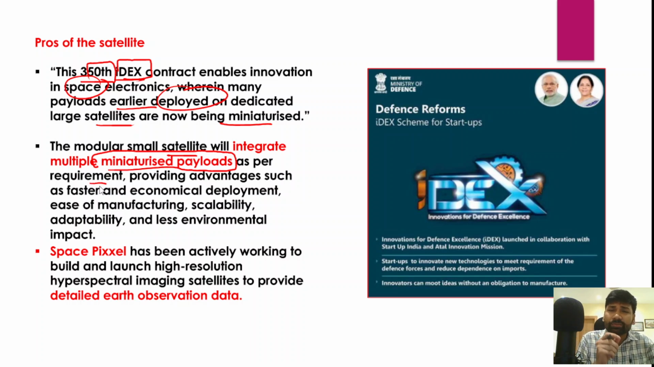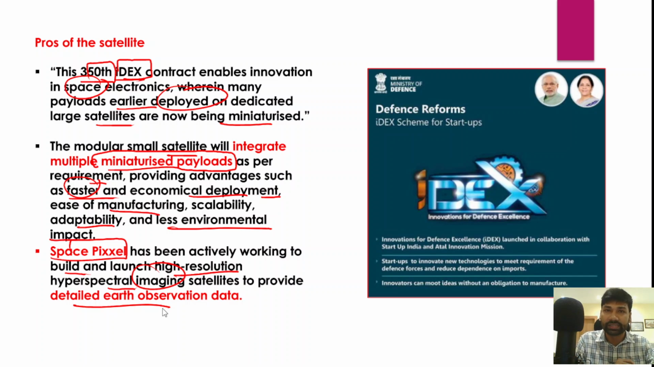When we have multiple miniaturized payloads in one single satellite, it provides advantages like faster and economical deployment. Manufacturing of such payloads or satellites is very easy and faster, and the cost is economical. It results in ease of manufacturing, scalability, adaptability, and also less environmental impact. Apart from that, Space Pixel has been actively working to build and launch high resolution hyperspectral imaging satellites to provide detailed Earth observation data over a period of time. This data plays a very important role in various areas, for example security, minerals, deforestation, and sea level rise.